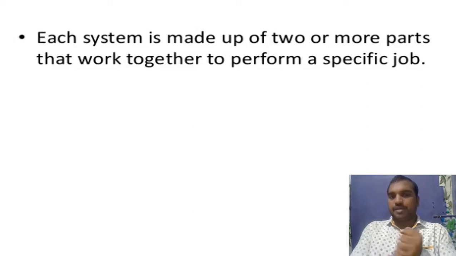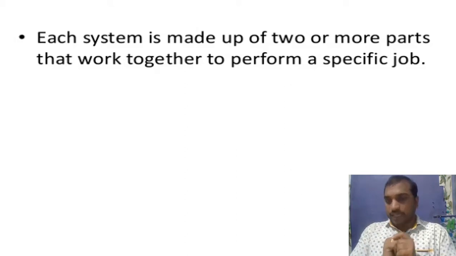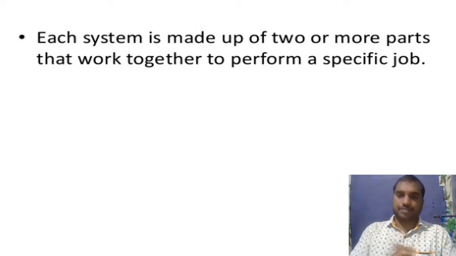So that can be an example of a system. What is the function of a transmission system? To transfer the power generated from the engine to the rear wheels. That is the job to be done by the transmission system.